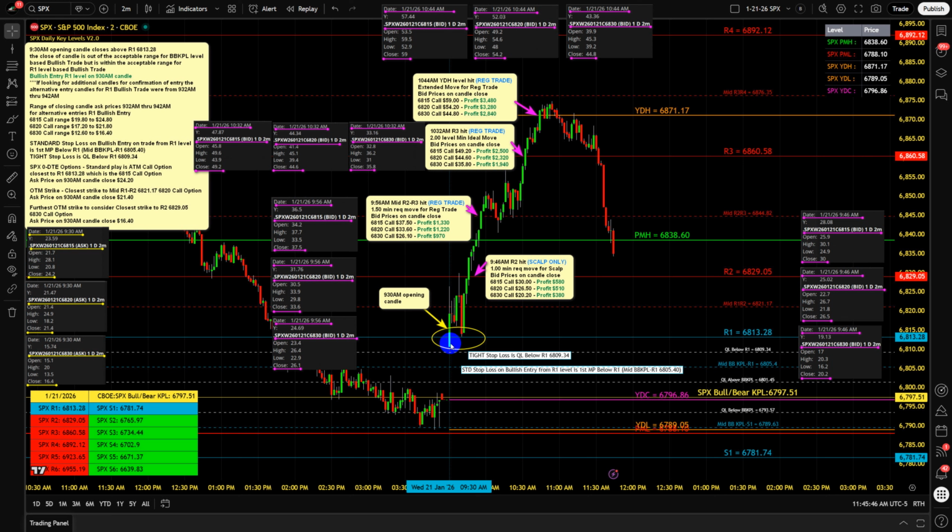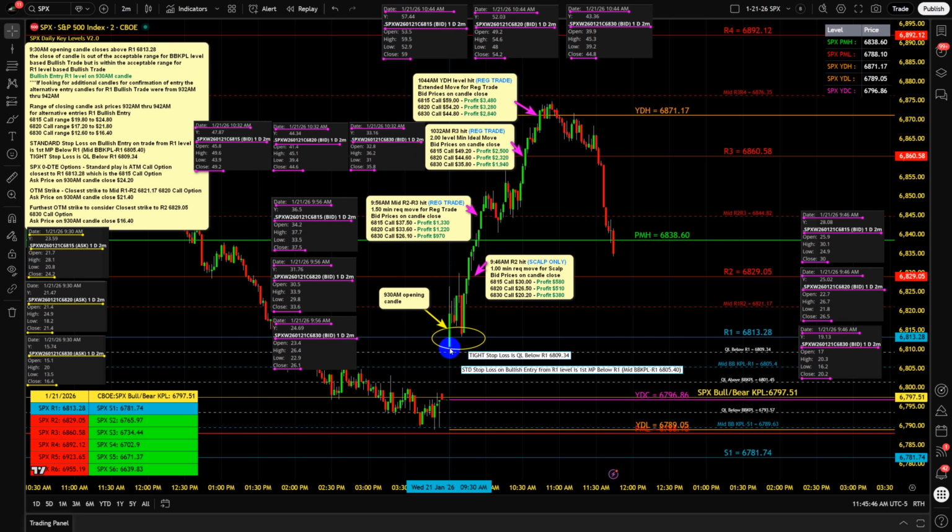However, in today's session, there was some news that came out after 9 a.m. regarding President Trump and him backing off of a military invasion of Greenland. And so the market continued to spike up between 9 a.m. to 9:30. So in this particular session, we have the opening candle, which is opening way above the bull bear key price level. It closes above the R1 level. So as we noted here, the 9:30 a.m. opening candle closes above R1, 68.1328.